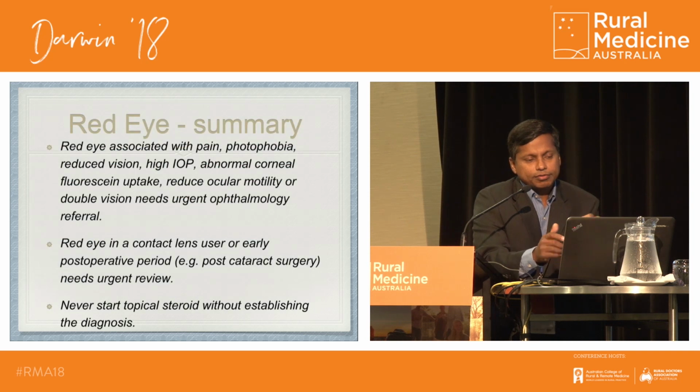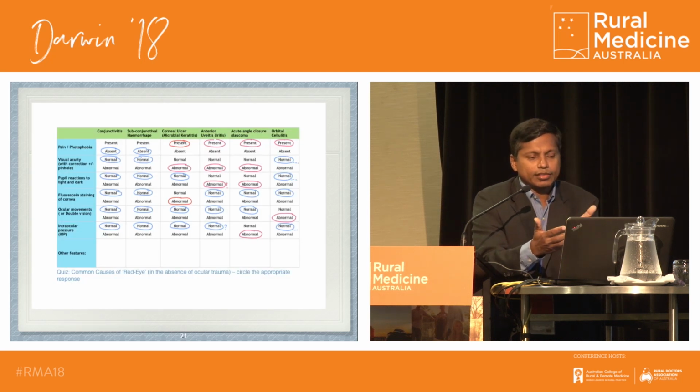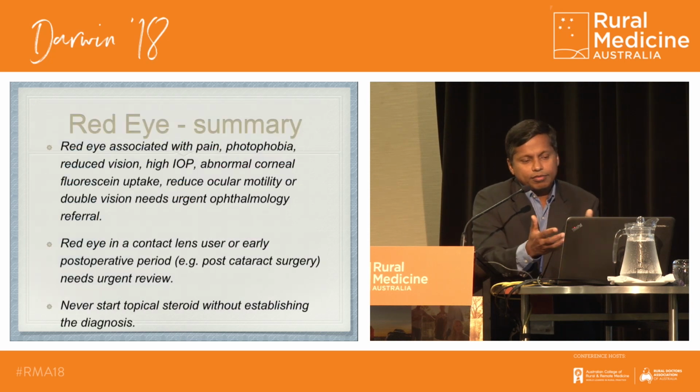But the take-home message from this presentation is, if someone presenting with red eye has associated pain, photophobia, reduced vision, high IOP, abnormal corneal fluorescein uptake, or reduced ocular motility or double vision, they need urgent ophthalmic referral. If you look at the previous slide, only in the first two columns, conjunctivitis and subconjunctival hemorrhage, everything was blue, right? No abnormal things are there. So if someone has these features, signs, then they need urgent ophthalmic review.